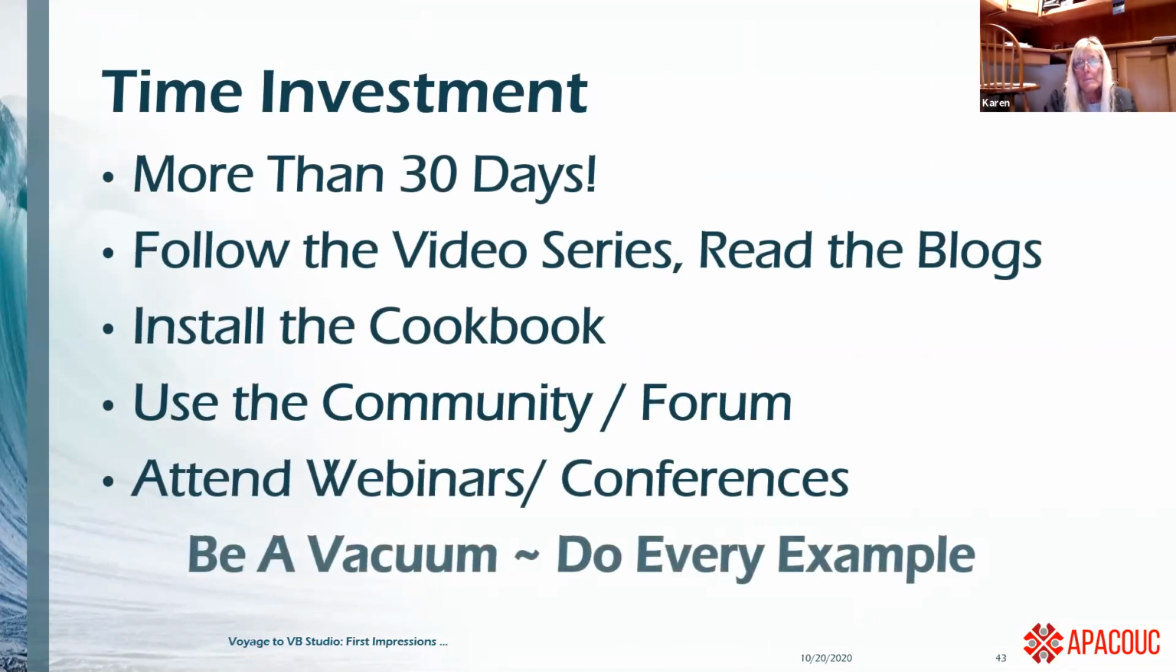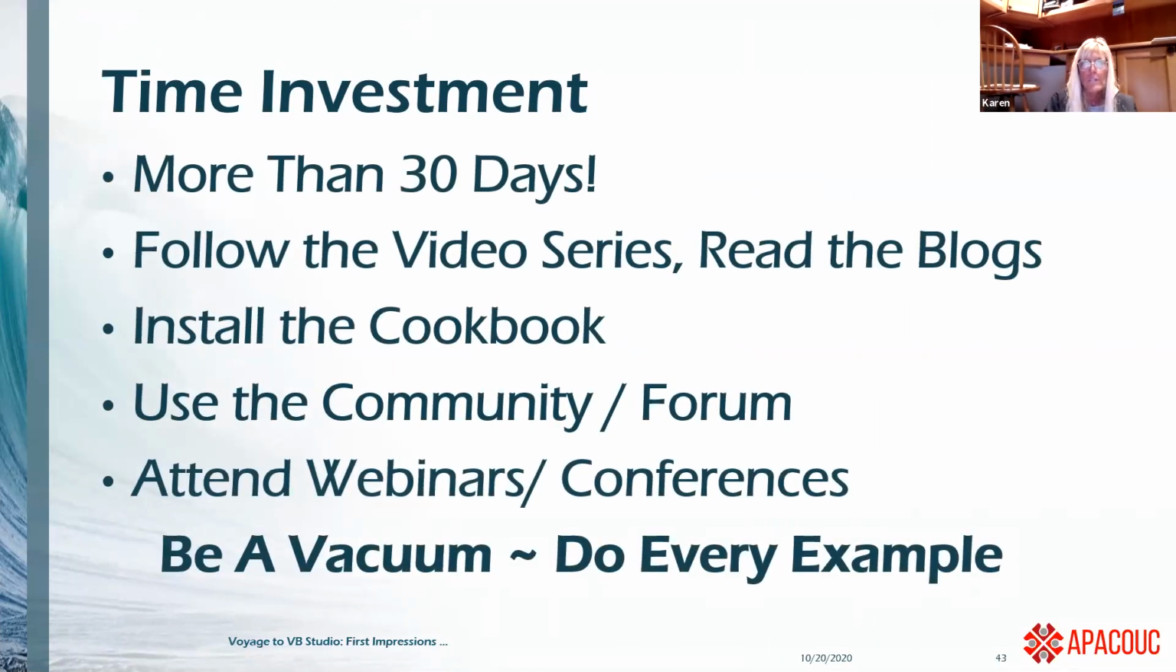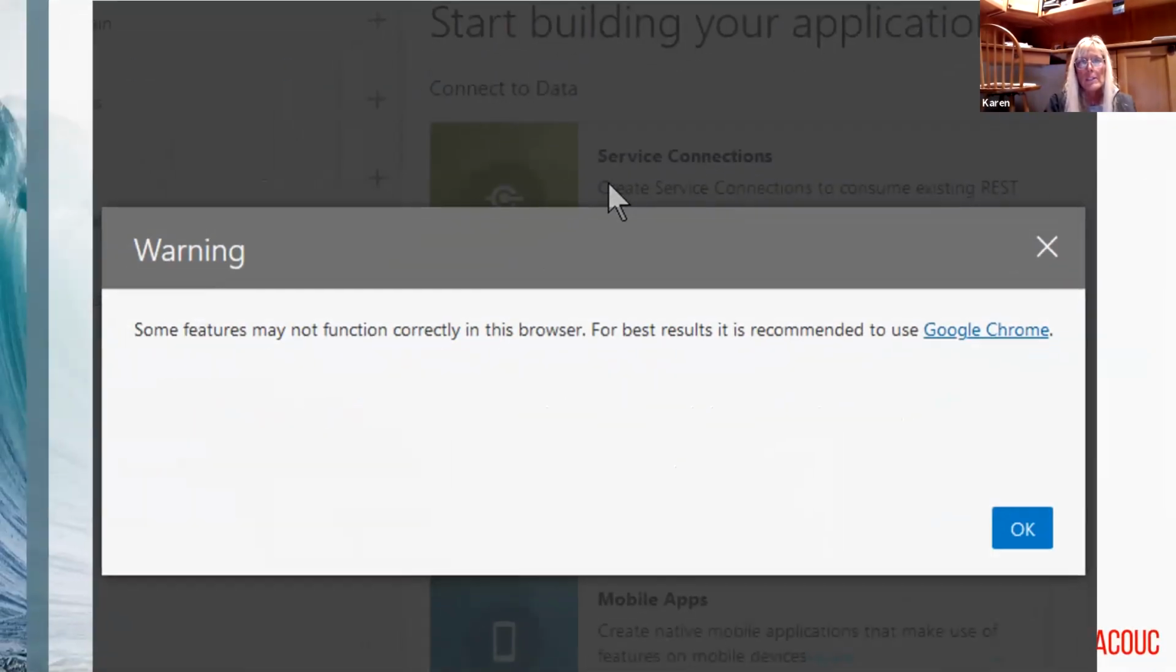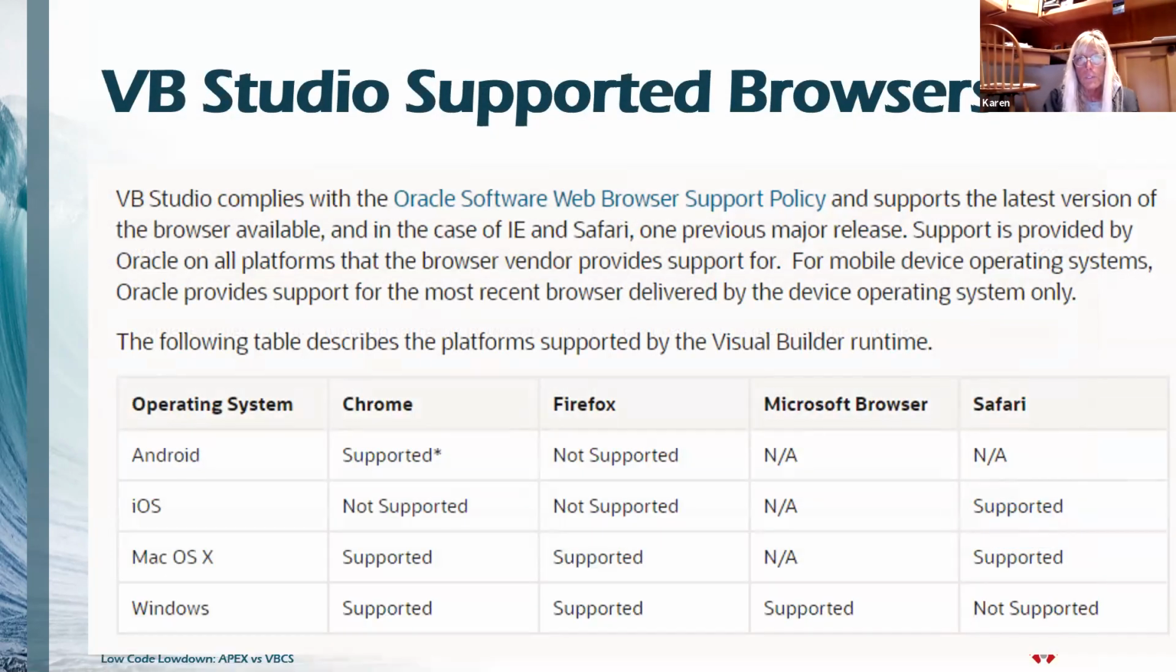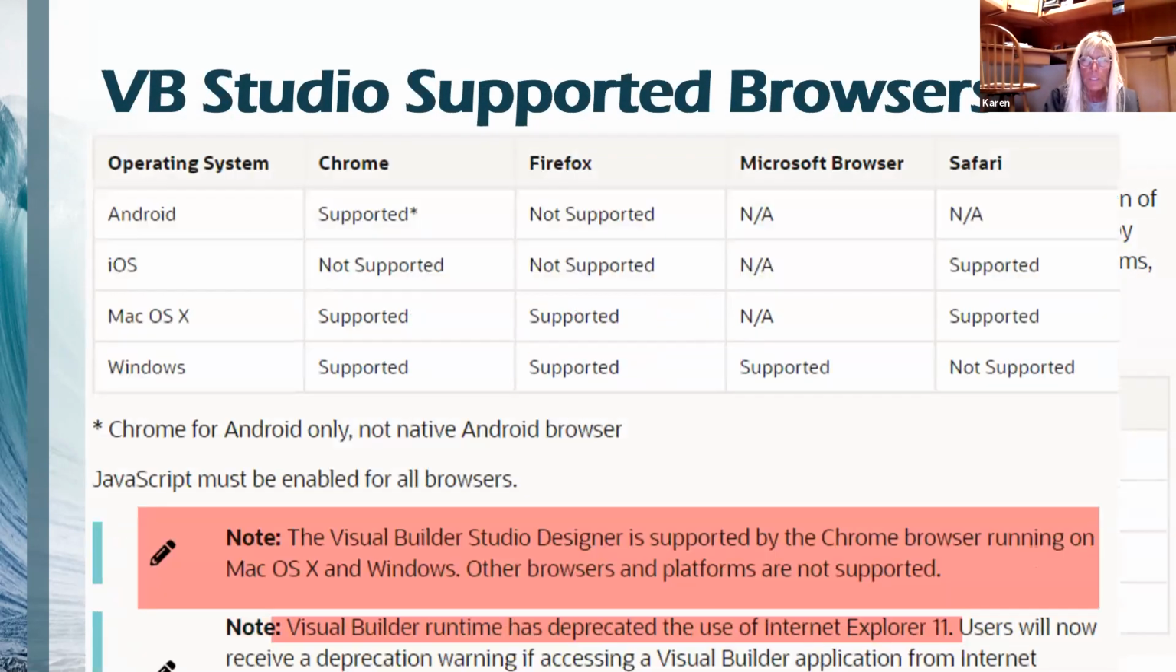So time investment, I mentioned this already. Install the cookbook workspace template, use the community, do every example you can. At some point, you're going to get this warning that says you've got to use Google Chrome. And I said, nah, I'm a developer. I use Firefox Developer. I don't need Chrome. Yeah, you do. Visual Studio is supported with other browsers, but read the fine print.